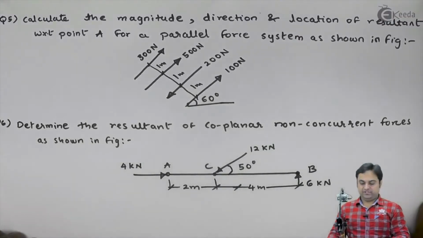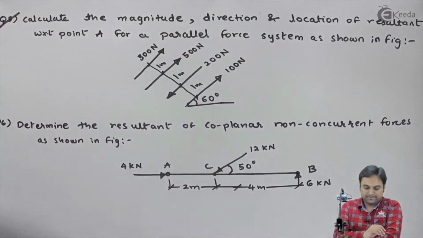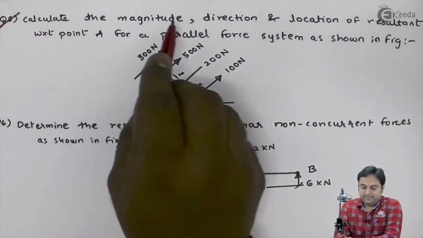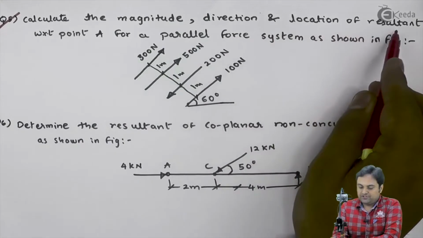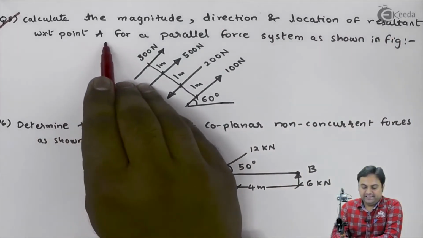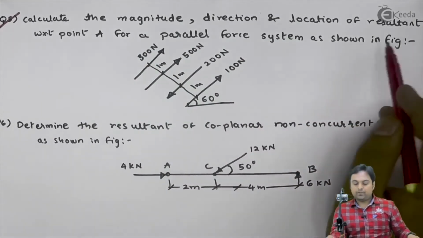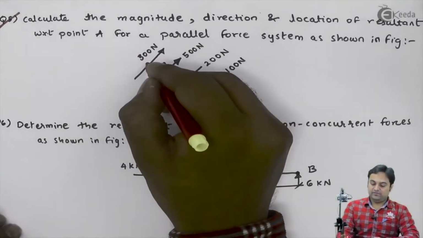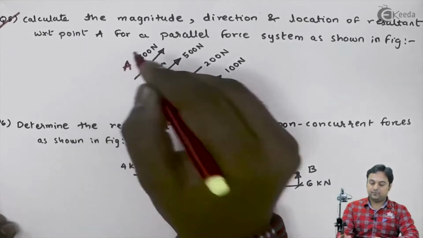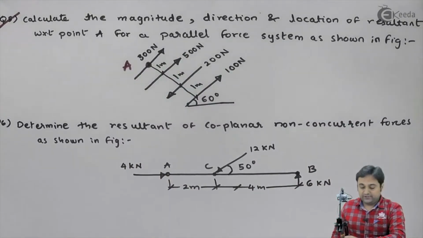Let us solve question number 5. I am marking this question. Calculate the magnitude, direction and location of resultant with respect to point A for a parallel force system as shown in figure. Here they have shown a parallel force system in which we have point A as the reference point. It is on 300 Newton force. Here we have to calculate the magnitude, direction and location of resultant.